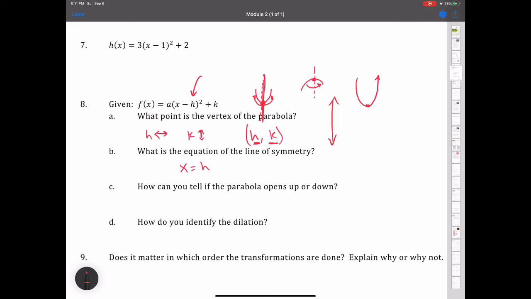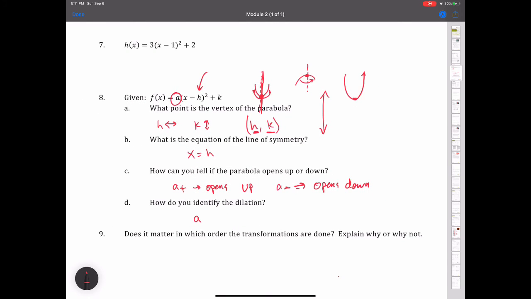So now, how can we tell if the parabola opens up or down? Well, hopefully you've discovered at this point that a is the multiplier, but it also affects whether it opens up or down. If a is positive, it opens up. If a is negative, it opens down. And then how do we identify the dilation? That's the multiplier again, which is also a. If a is 3, it'll be a multiplier of 3. If a is 1/4, it'll be a multiplier of 1/4, and it gets squattier.